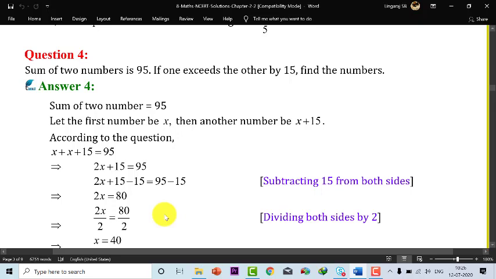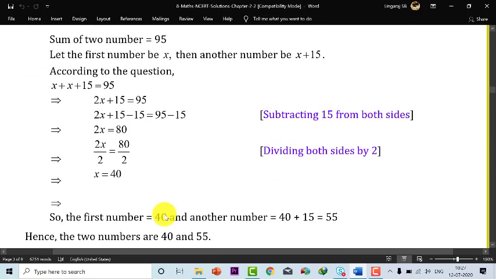So here 15 gets cancelled, only 2x remains, then 95 minus 15 is 80. So 2x is equal to 80. To get the x value you have to remove this 2 also, so divide both sides by 2. So 2x divided by 2 is equal to 80 divided by 2. The 2 gets cancelled, only x remains, and 80 divided by 2 becomes 40. So you get 40 as the x value.